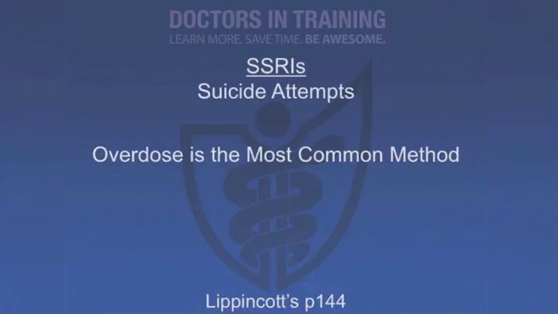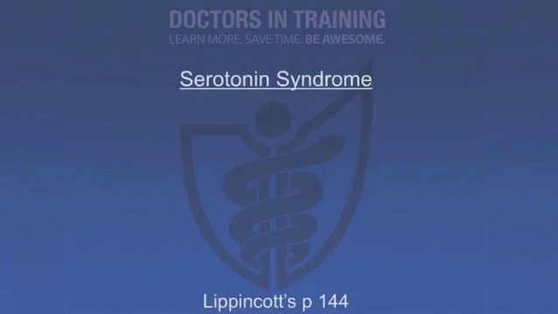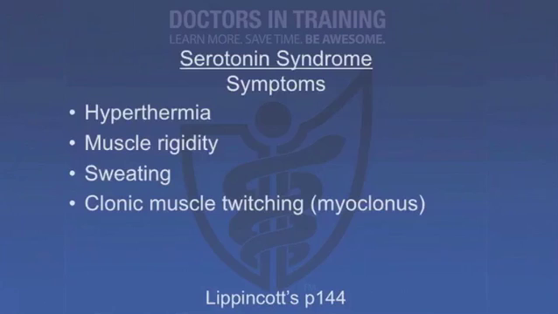Suicide attempts are unfortunately common in depressed patients. One must keep this in mind when writing medications and giving refills, since the most common method is overdose. Large intakes of SSRIs usually do not cause cardiac arrhythmias compared to the arrhythmias of tricyclic antidepressants, but seizures are a possibility because all antidepressants may lower the seizure threshold. All SSRIs have the potential to cause a serotonin syndrome that may include symptoms of hyperthermia, muscle rigidity, sweating, and chronic muscle twitching. So it's important to inform your patients of these risks, especially when combining antidepressants.